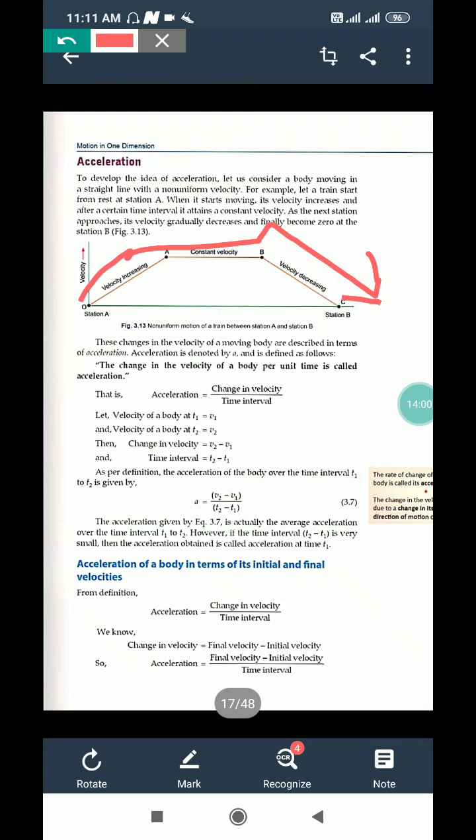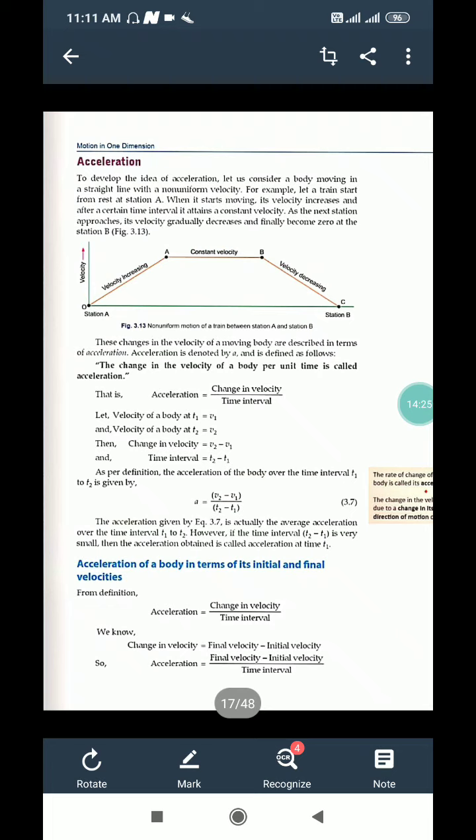Acceleration is denoted by small a and is defined as follows. The change of the velocity of a body per unit time is called acceleration. Here what is changing? Sometimes the velocity of the train is increasing, sometimes it is constant, and sometimes it is decreasing. Now the unit of acceleration is equal to the unit of velocity divided by the unit of time.